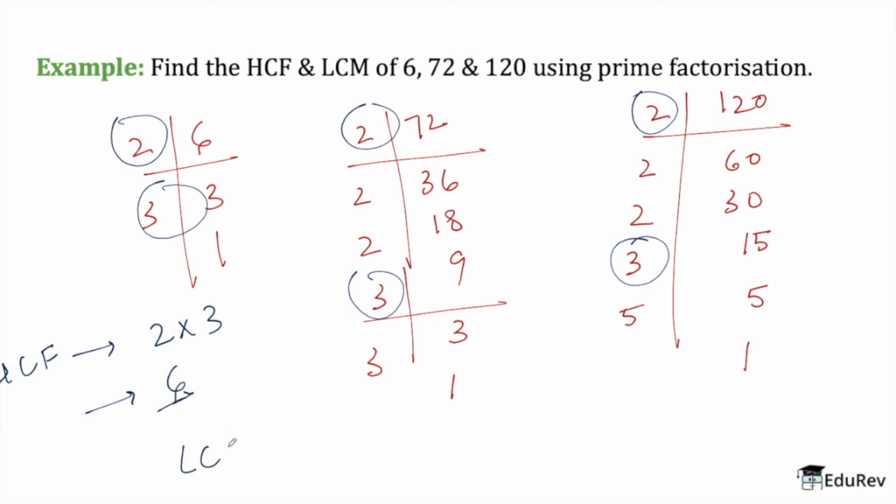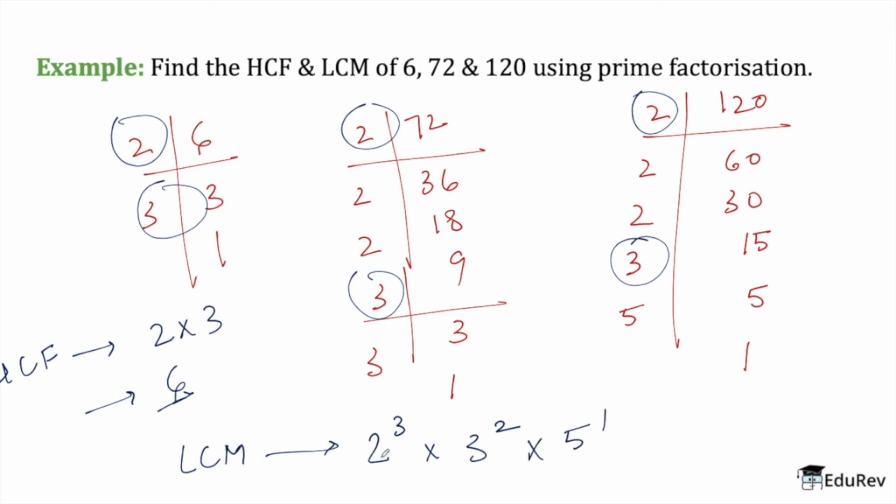Whereas LCM is the lowest common multiple. So the lowest common multiple is going to be 2 three times, that is, 3 at max two times, into 5.